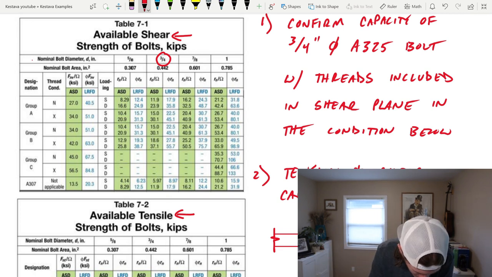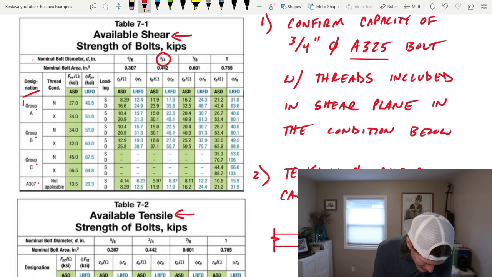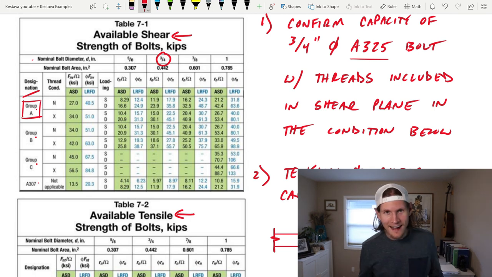Nominal bolt diameter, we have 3/4 inch. I work left to right on this table once you've determined your bolt size. So designation: group A, B, C, A307. Well, I've specified an A325, which is a group A bolt type. And right out of the gate, you're like, well, group A, how do you know that that means it's an A325 bolt? Well, let's jump into the AISC steel manual.